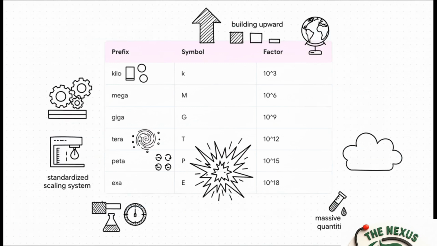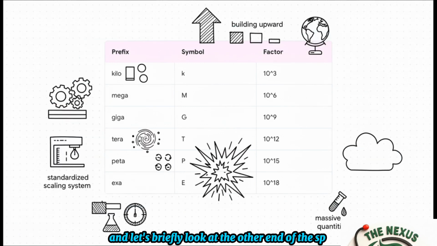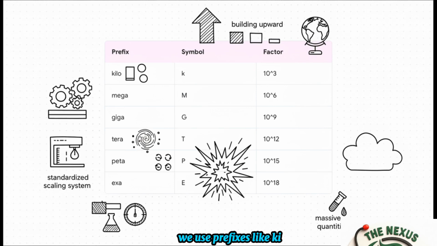And let's briefly look at the other end of the spectrum to see how this builds upward. We use prefixes like kilo, mega, or giga to multiply those base units for massive quantities. A kilo multiplies by 1,000, a mega by 1,000,000. Now sure, you probably won't be measuring a megagram of a chemical in a tiny patient test tube, but having this standardized scaling system that moves in both directions provides total mathematical flexibility.